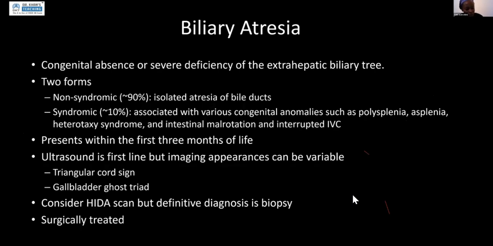If it's caught late, or if the patient goes on to develop cirrhosis and ends up in liver failure, then they can end up needing a transplant, and biliary atresia is the most common cause of transplantation in pediatric patients in the UK.